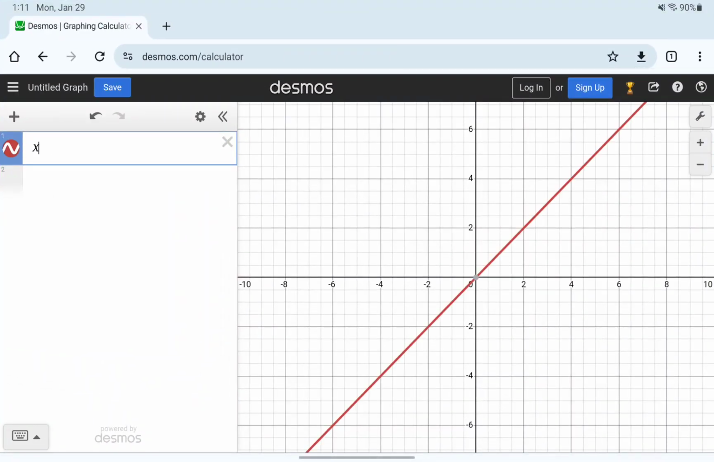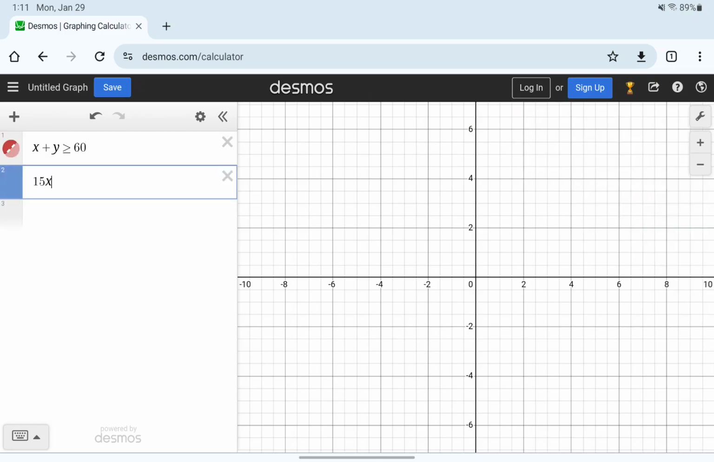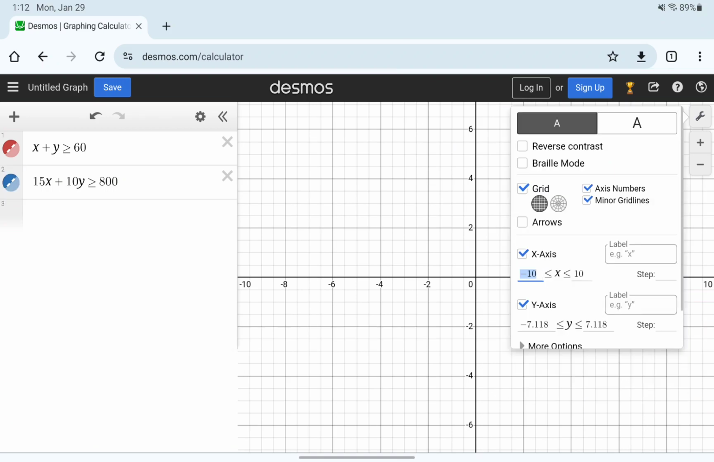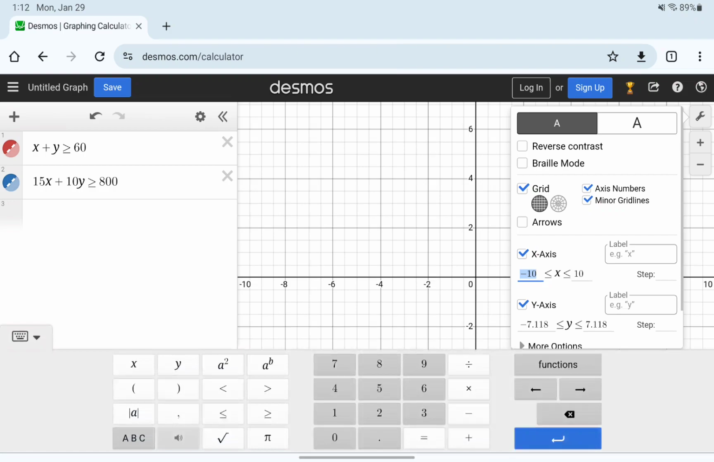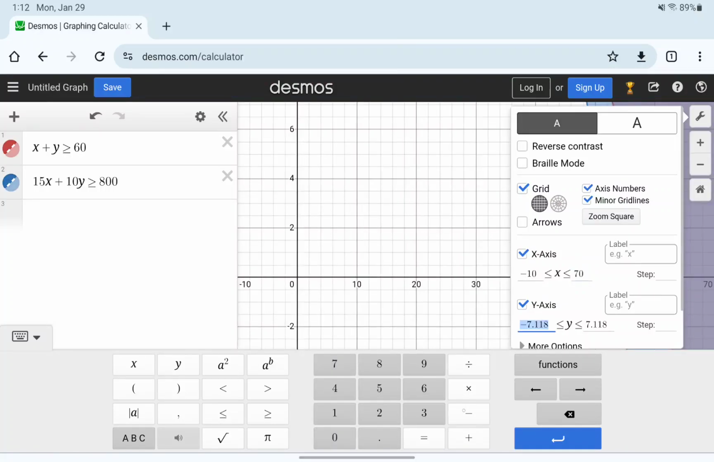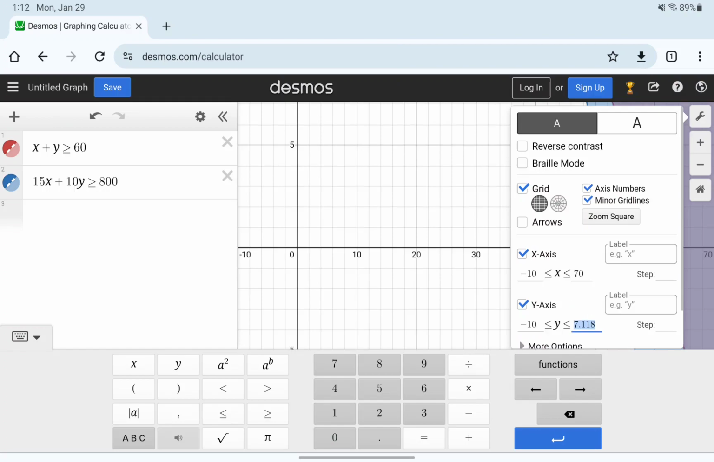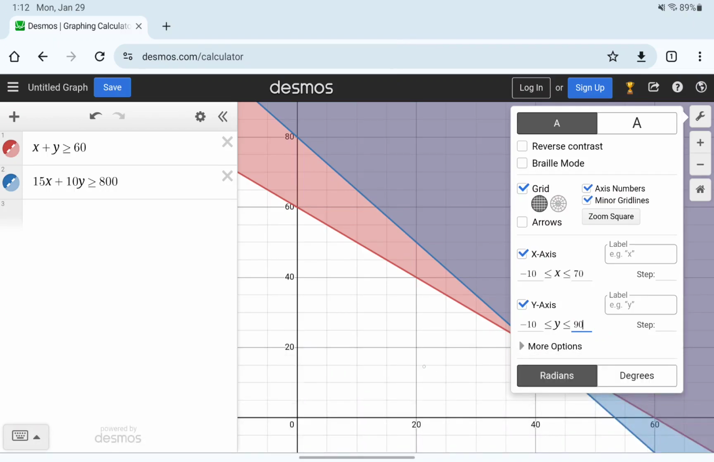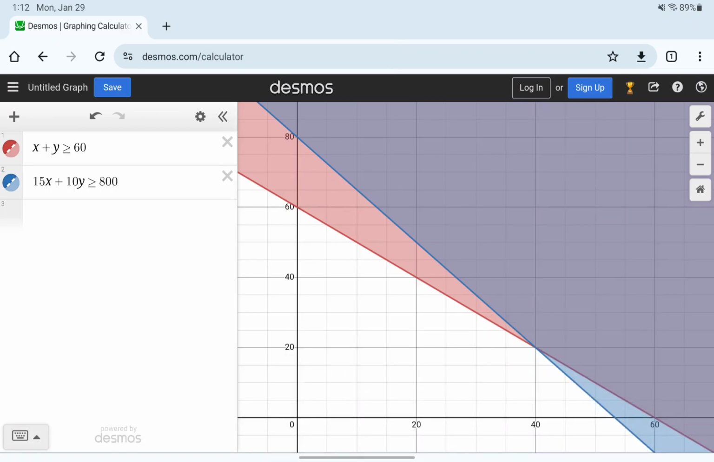Now we can graph this system of inequalities. And using the hint that we're given in the problem, we can adjust the minimum and maximum x and y values. We'll change the minimum x value to -10 and our maximum x value to 70. We'll set our minimum y value to be -10 and our maximum y value to be 90. This lets us see that region of overlap.